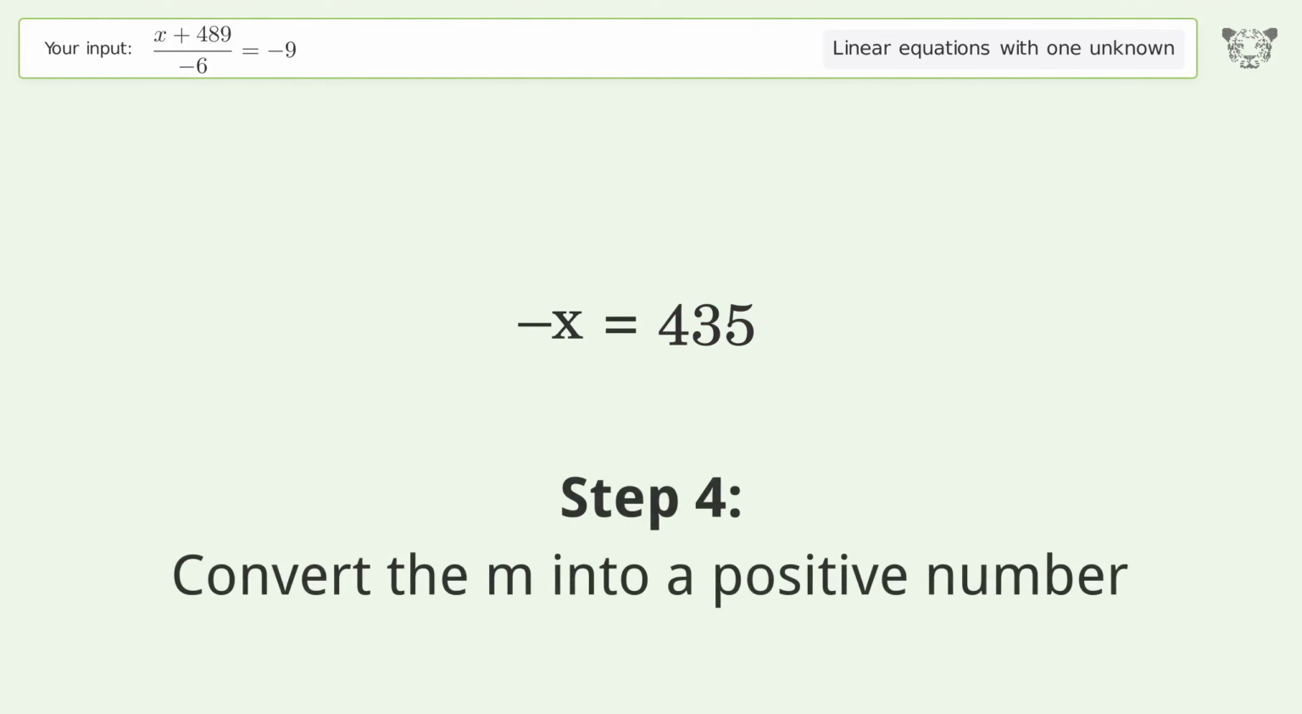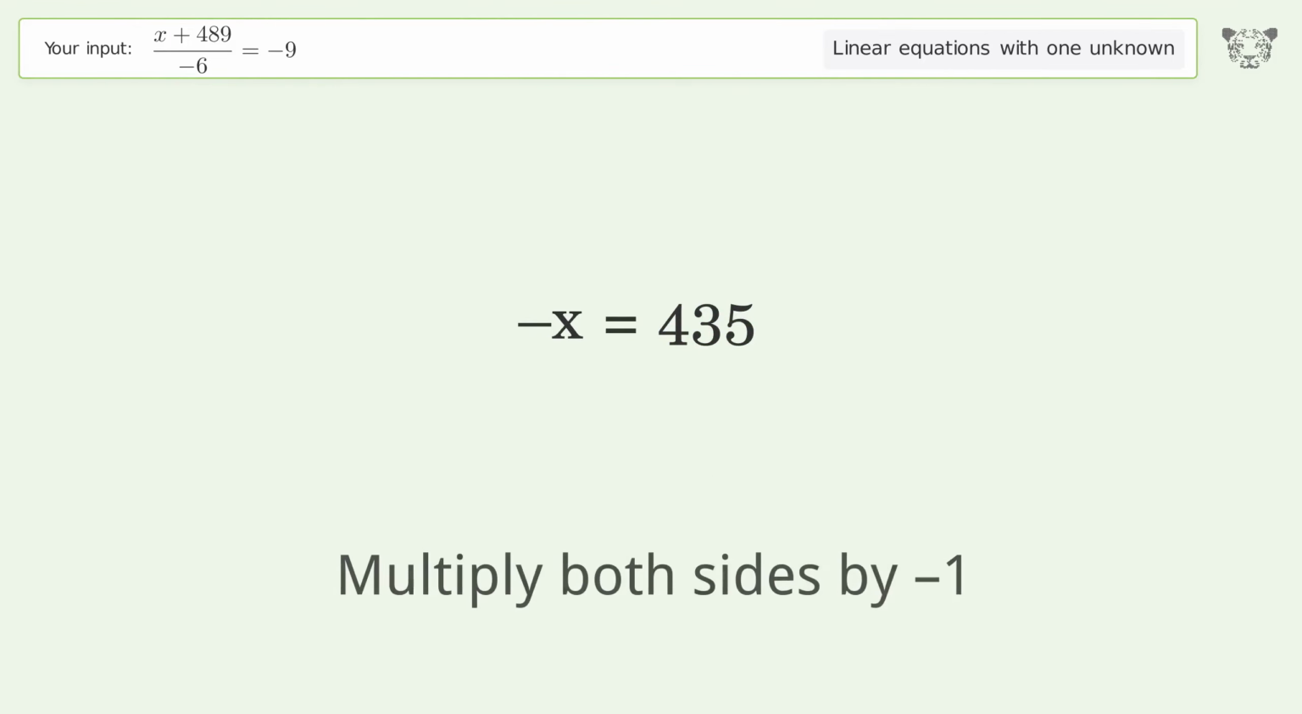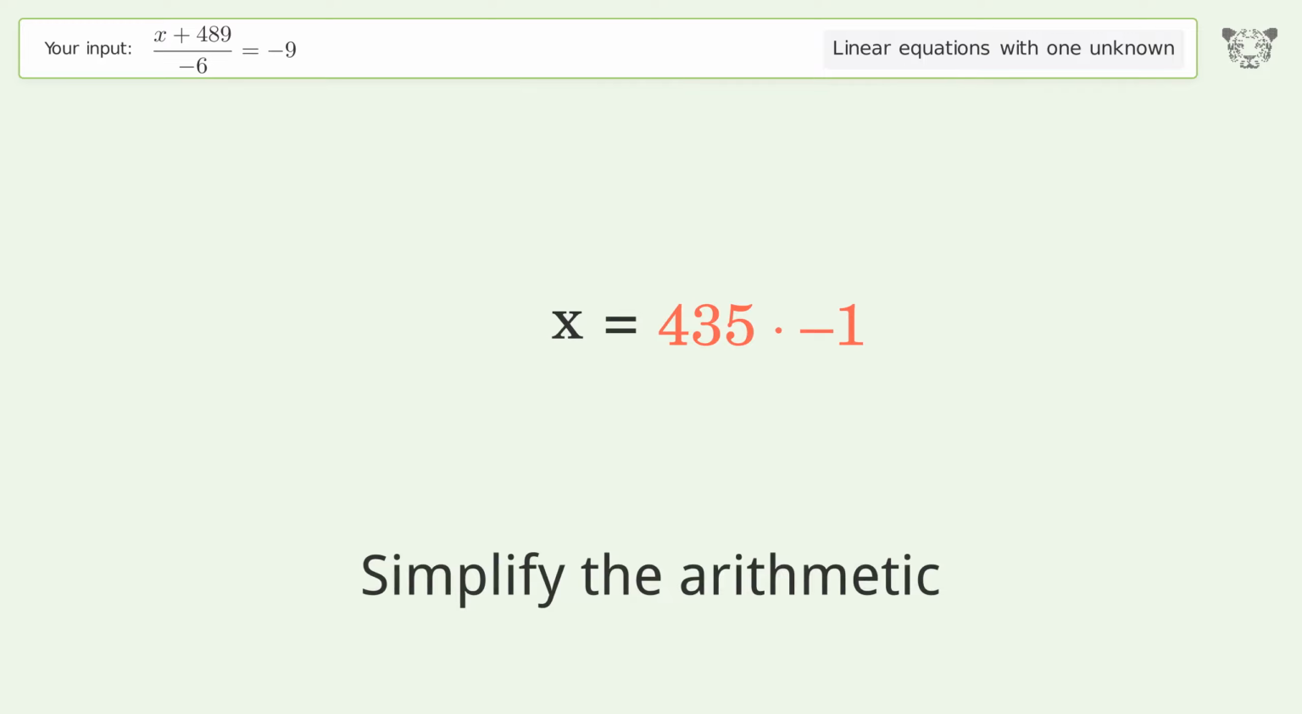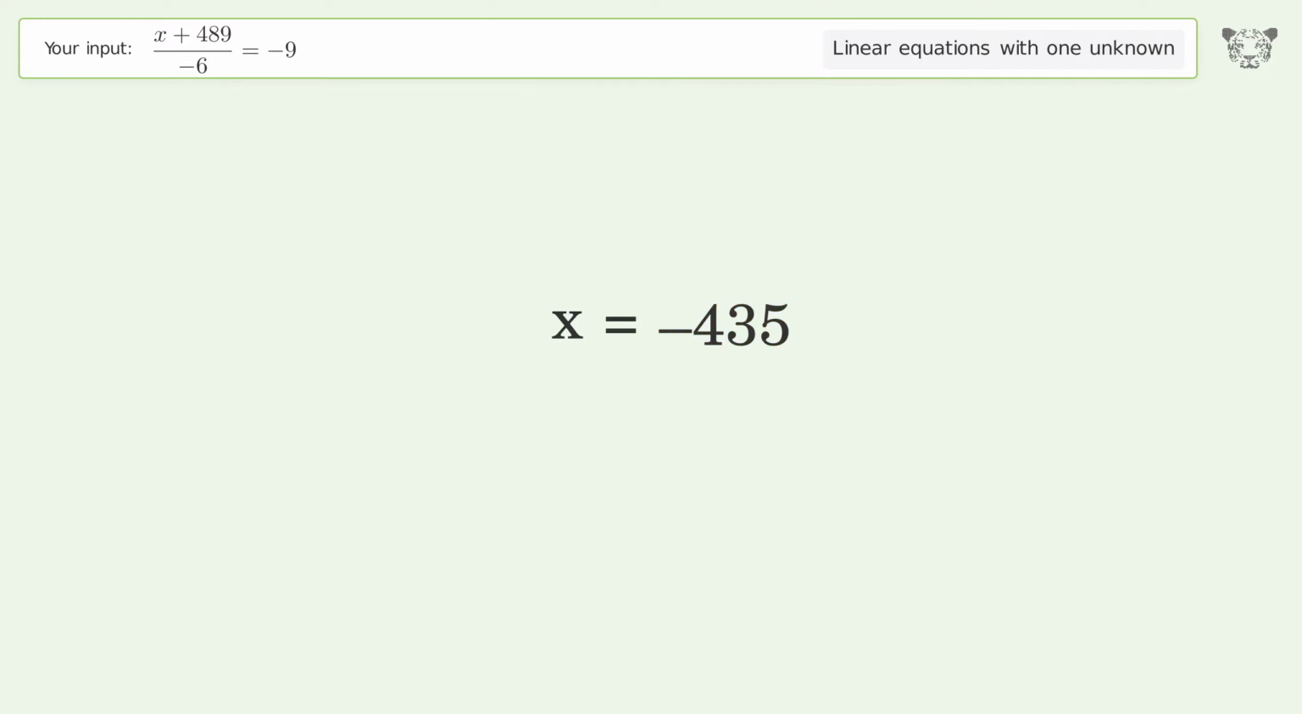Convert the m into a positive number. Multiply both sides by -1. Remove the ones. Simplify the arithmetic. And so the final result is x equals -435.